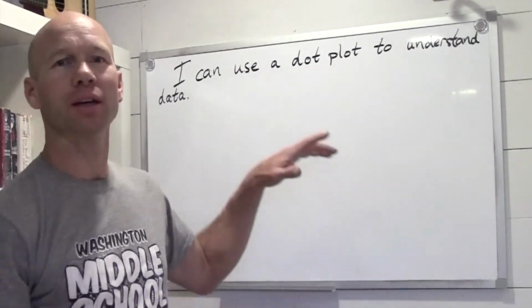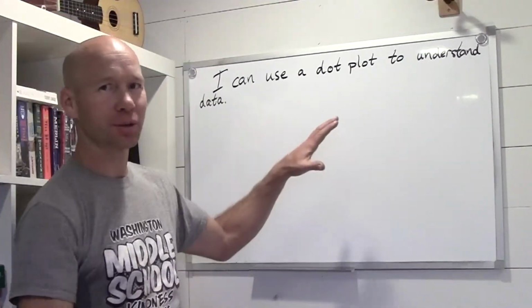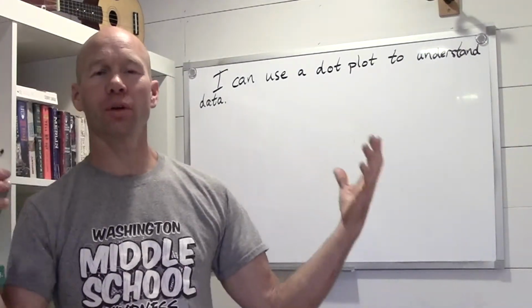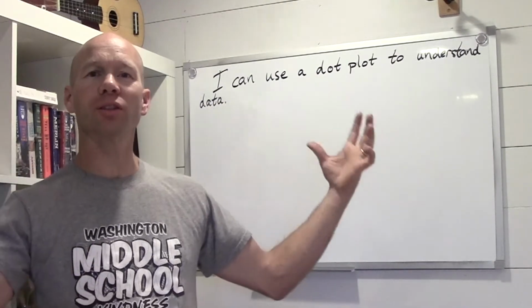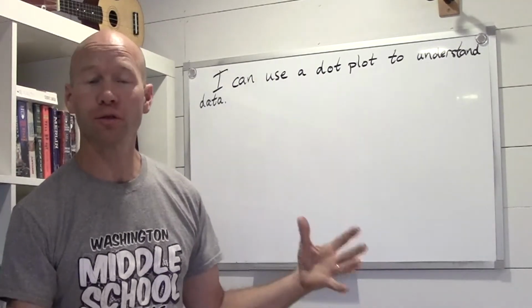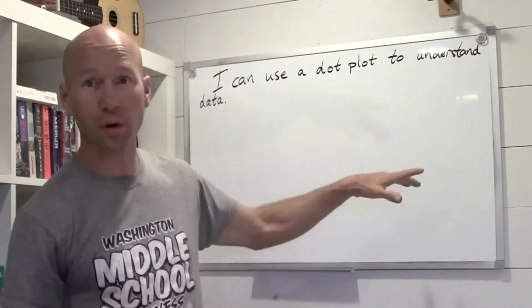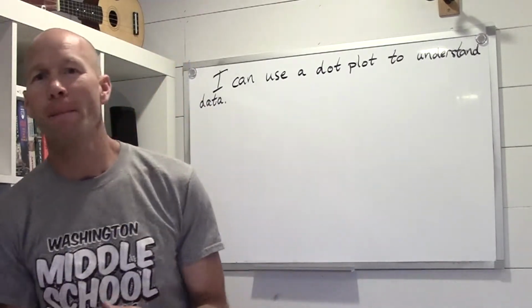Video this week. We can use a dot plot to understand data. So data is when we have variability in numbers, when we have a set of numbers, and it gets confusing when there's a whole lot of numbers. When we're going to work on these right now, there's going to be a few, but the reality is we live in a world with billions of people.